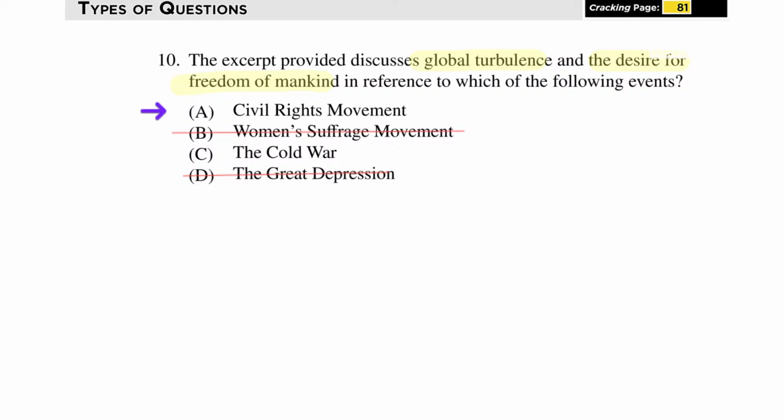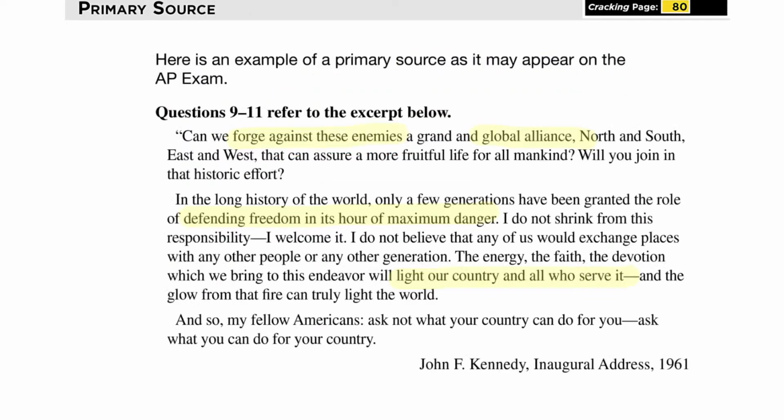And again, if we go back to his quote and look for clues here, it says forging against enemies, a global alliance, defending freedom. And now, okay, maybe the civil rights movement was about defending freedom, but it wasn't a global alliance forged against enemies necessarily.